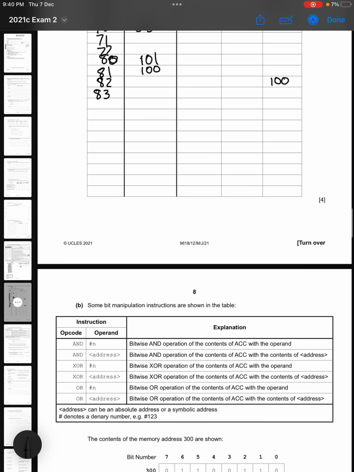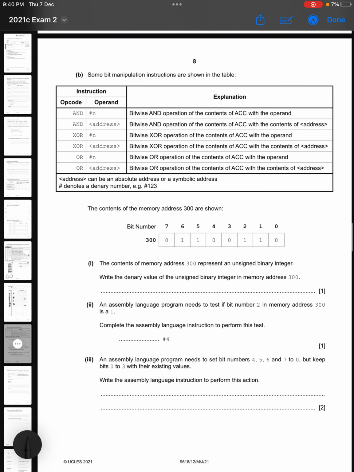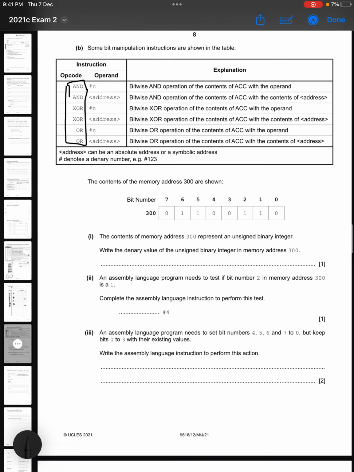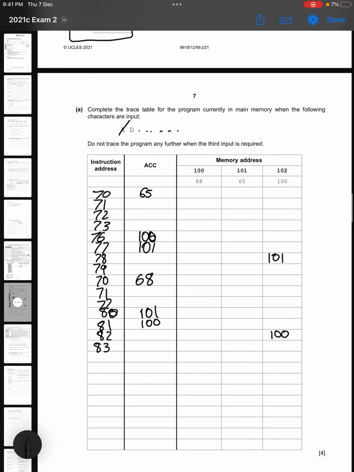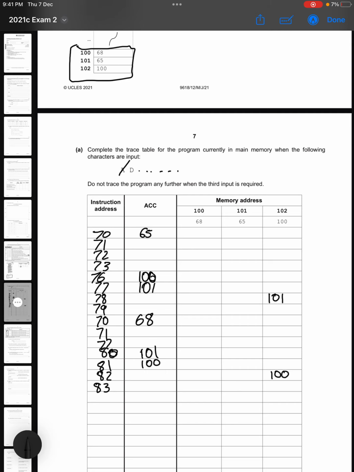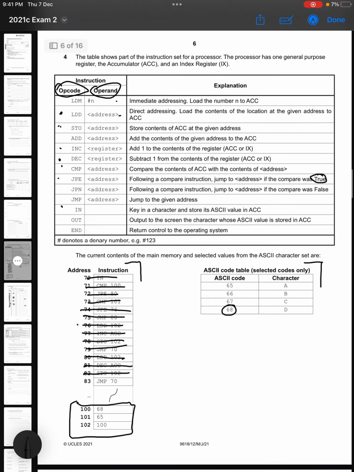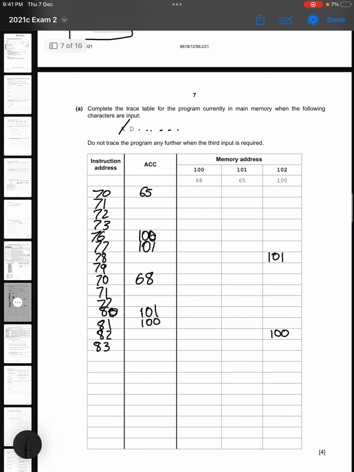Now in this question, we are also given simple binary and some logic gates that we have to operate on. But in this video, we will be only covering trace tables for instruction sets. And that is it. Thank you.